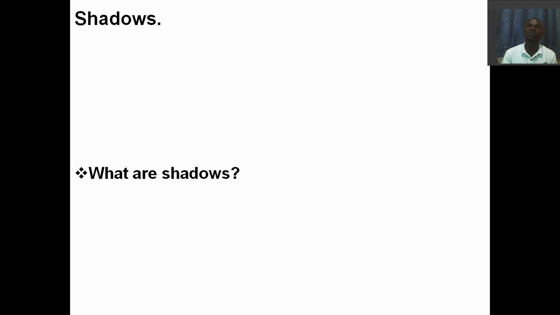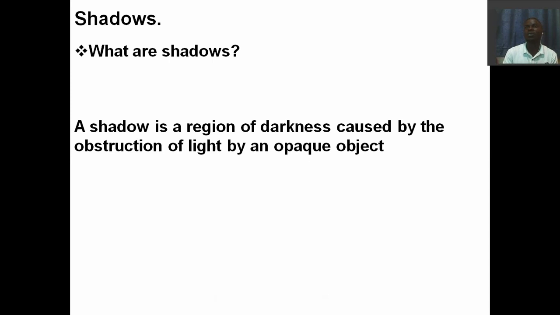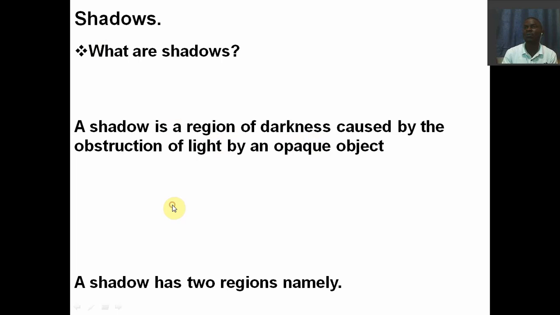Let's look at shadows. What are shadows? A shadow is a region of darkness caused by obstruction of light by an opaque object. I say it again: a shadow is a region of darkness caused by obstruction of light by an opaque object. When light is obstructed, it forms a shadow. That region of darkness is what we are referring to as a shadow.